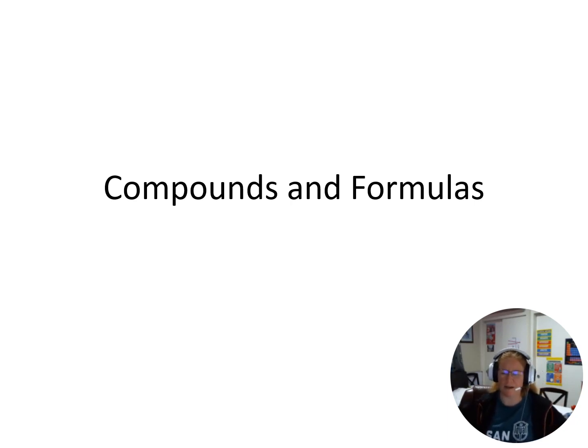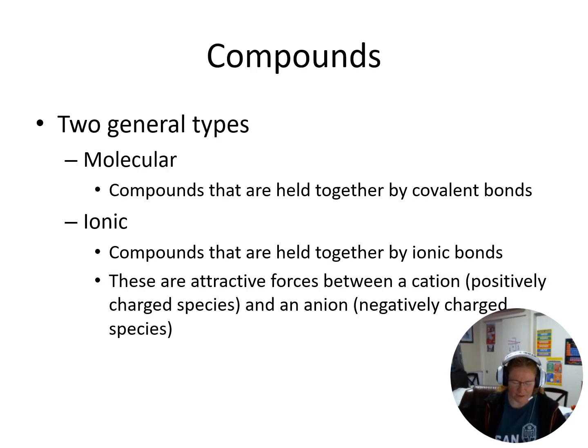Let's understand a little bit about the types of compounds that we can get from reactions and some of the way we write formulas. So there's two general types of compounds. We have molecular. These are going to be held together by what we call covalent bonds. Co together, valent, dealing with the valence electrons. Covalent bonds involve sharing of valence electrons. These are typically going to be between two nonmetals.